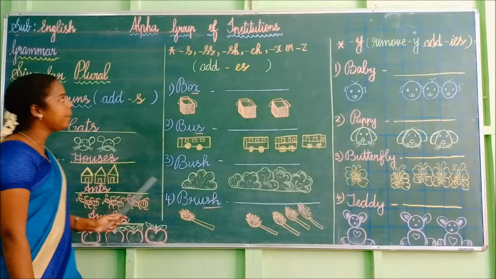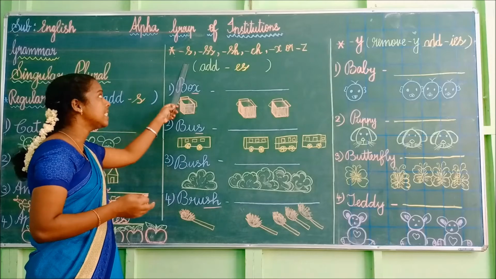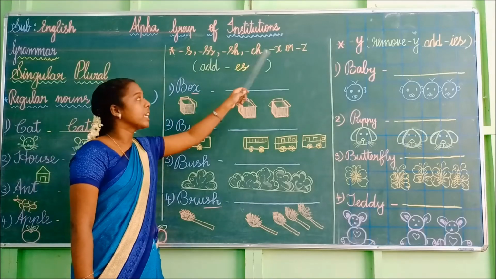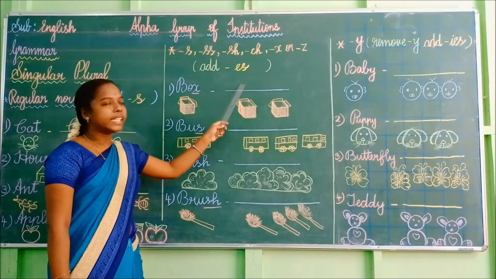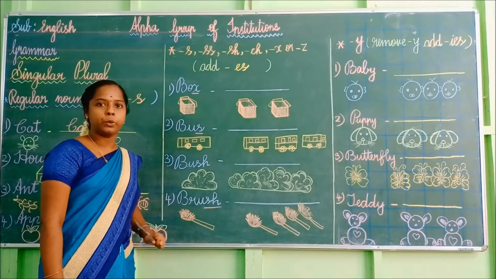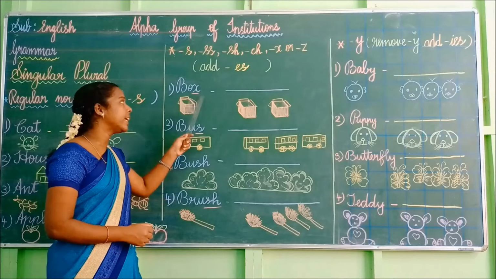See the next one. If the singular noun ends with s, ss, sh, ch, x or z, you have to add es to the singular noun to change the singular noun into plural. Pluralization depends on the ending letter. You have to see the ending letter.